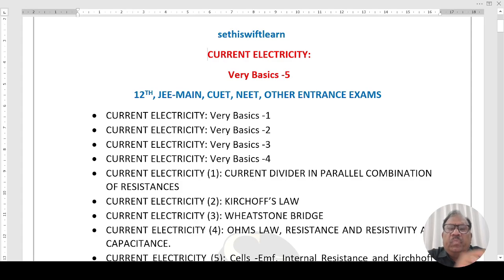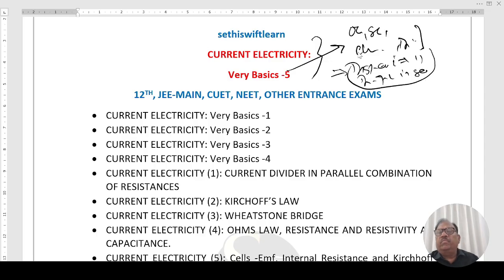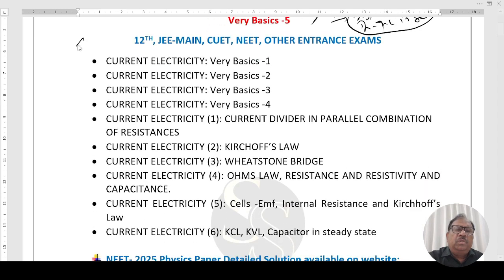Hello students, in today's session of current electricity, very basics on open circuit, short circuit, charging, discharging of battery, and also distribution of current in parallel and distribution of V in series will be discussed through illustrations. We have already discussed these topics through illustrations.